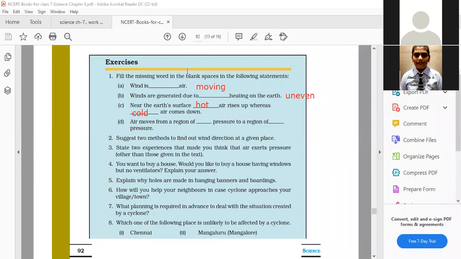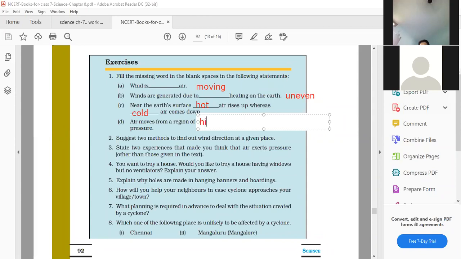Next, Swastik, D part. Air moves from a region of dash pressure to a region of dash pressure. Air moves from a region of high pressure to a low pressure. Okay, high pressure to the low pressure. Low pressure. Okay, better.